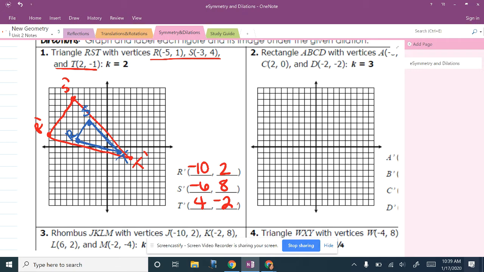Y'all, it's seriously that simple. You take your scale factor and you multiply it times all of your coordinates. Now, what happens if you multiply your coordinates times a fraction that's smaller than 1? It's like dividing, right? So if it was a scale factor of 1/2, you would divide by 2. Okay?